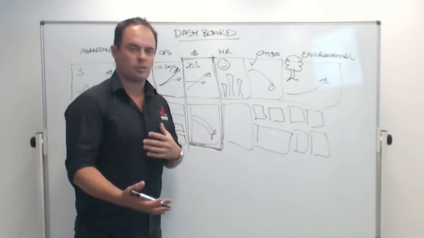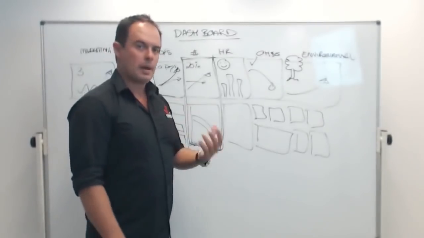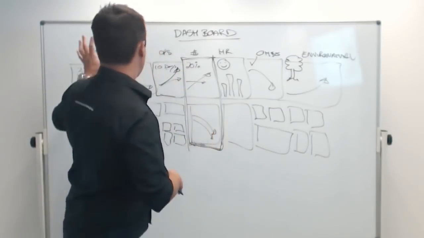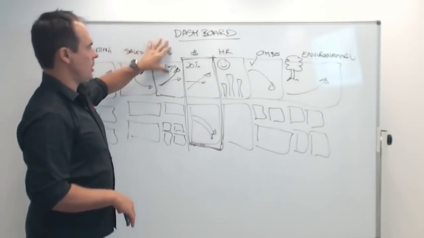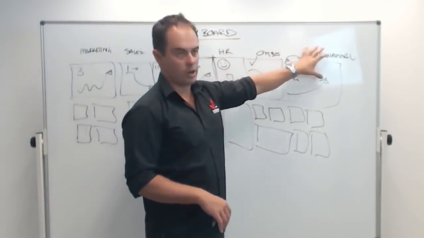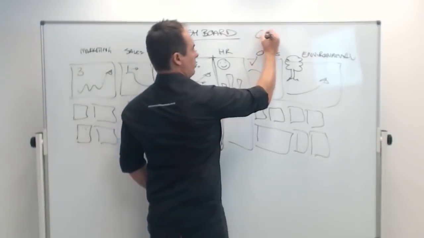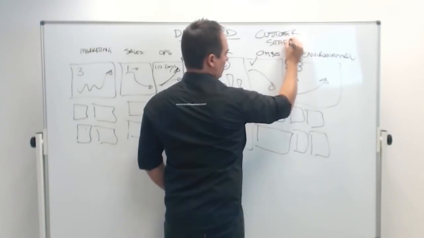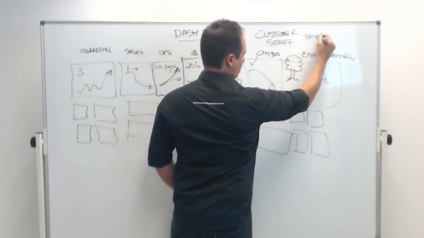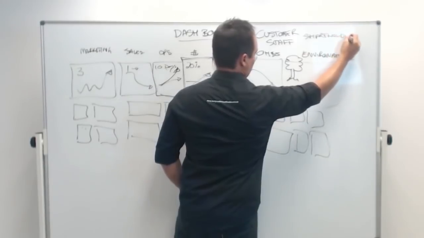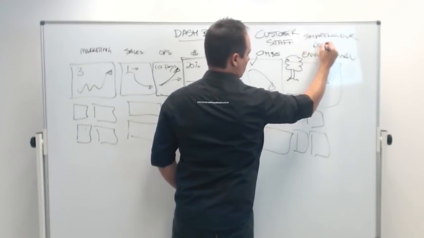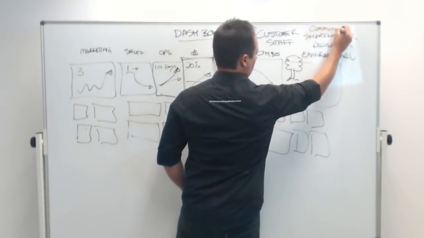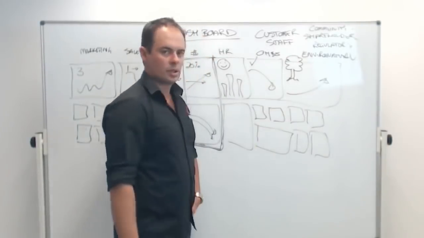So getting a clear picture of your organization's performance comes back to that concept of what are the promises we're making? What are the marketing promises, the sales promises, the operations promises, the financial, HR, OHS, environmental? What are the promises we're making to our customer, our staff, the shareholders, the regulators, the community, and each of the sub-stakeholders that are part of that process.